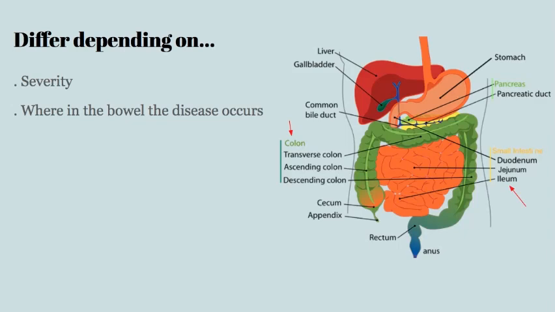The disease can occur anywhere in the GI tract, from the mouth to the anus, but it most commonly affects the colon and the ileum, which is the last part of the small intestine. I have labelled the colon and the ileum for you on this diagram using two red arrows.